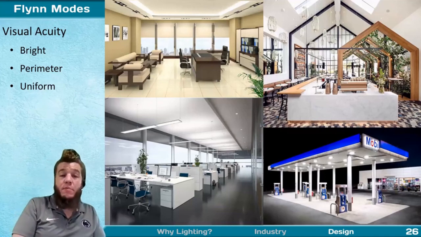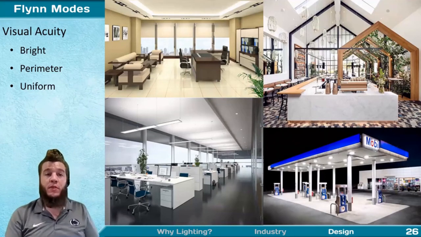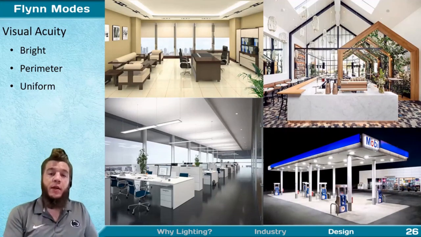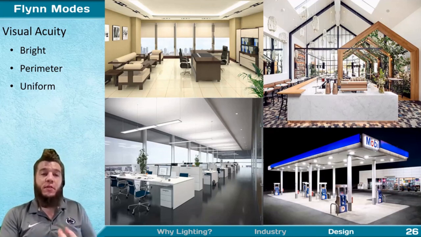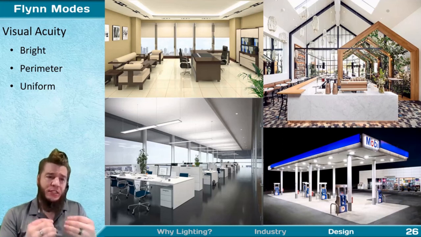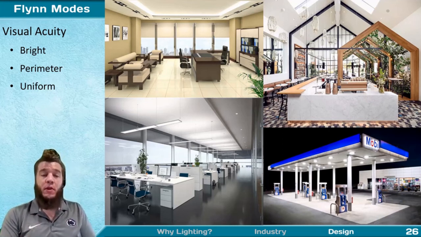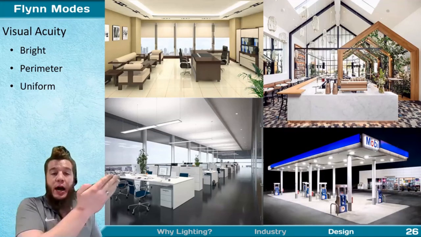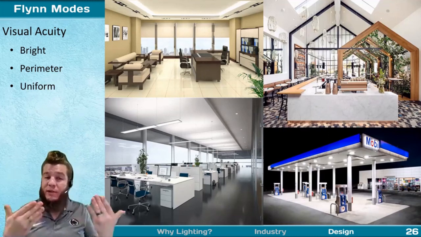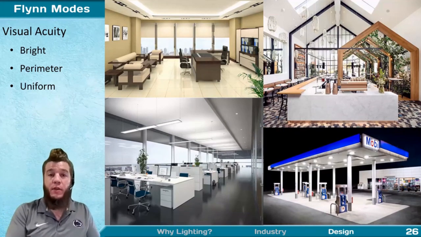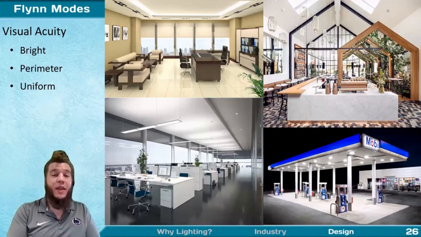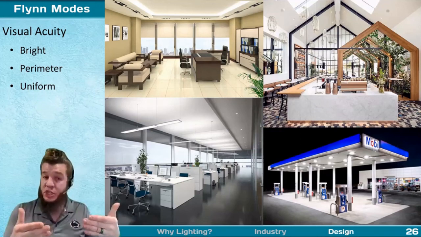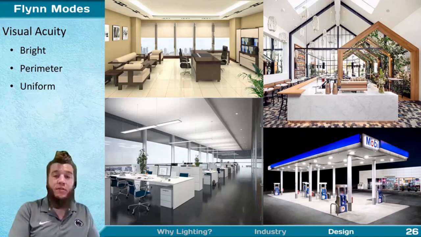And then the last Flynn mode is visual acuity. So we're again looking for bright light here and uniform light. There's some emphasis on the perimeter, less than with spaciousness, where spaciousness is really driven by that perimeter look. For visual acuity, you really need uniform light, specifically on the work plane. And so a lot of architectural lighting design is going to be focused on visual acuity. It's common and it's practical. And so bright, even light, and especially shadowless light is really going to enhance visual acuity.